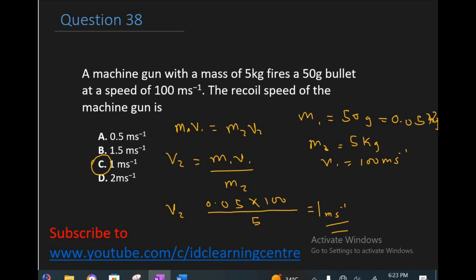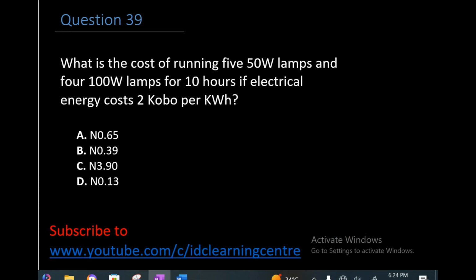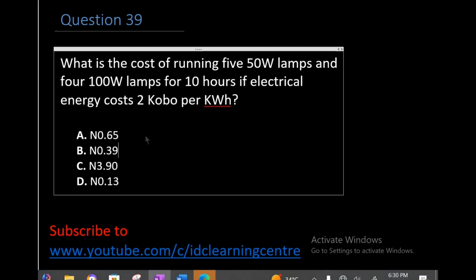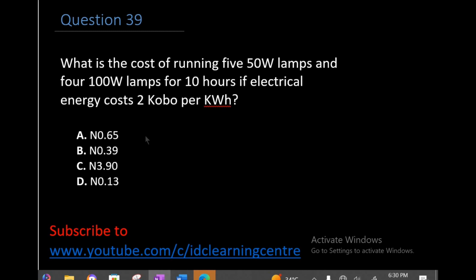Right, the next question here, question 39. Okay, so we're going to start by bringing out the data in this question. Alright, so that you don't occupy much space, let's just solve it directly. Alright, the first statement here is the cost of running 5 50 watt lamps. So that means we're going to start by 5 times 50 watt lamps.